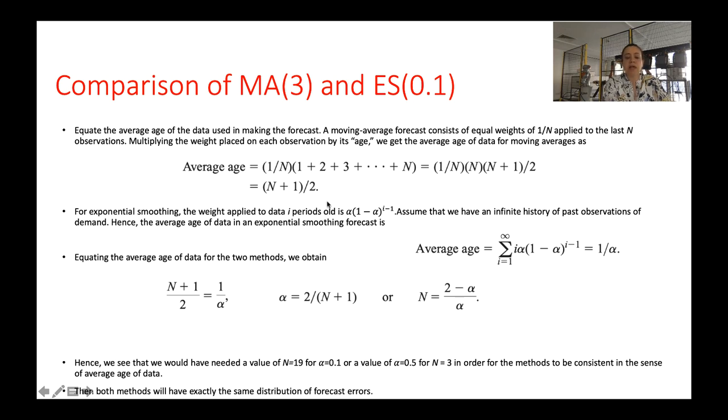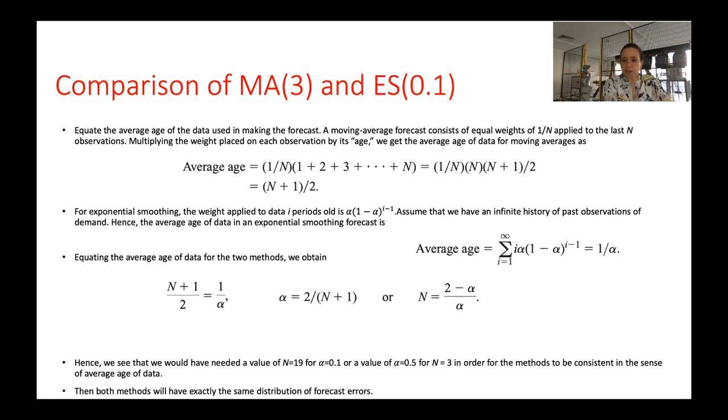And for the exponential smoothing method, we know that the weight assigned to each of the observations is alpha multiplied with (1 minus alpha) to the power of (age minus 1). Again, if we multiply this weight with the age of the observation and sum them over, then we can obtain the average age. And for the exponential smoothing method, we obtain the average age as 1 over alpha.